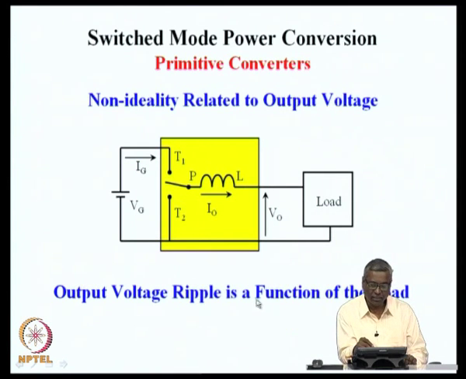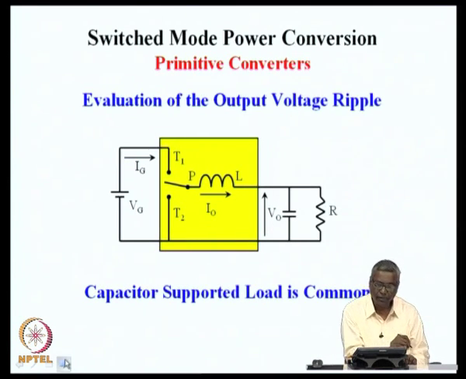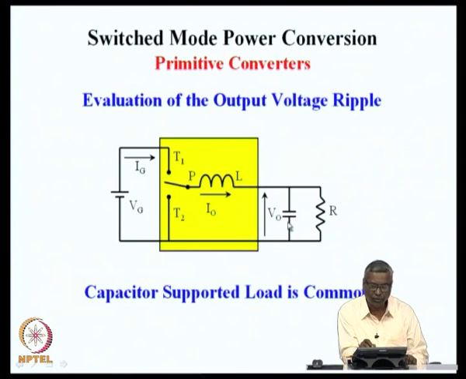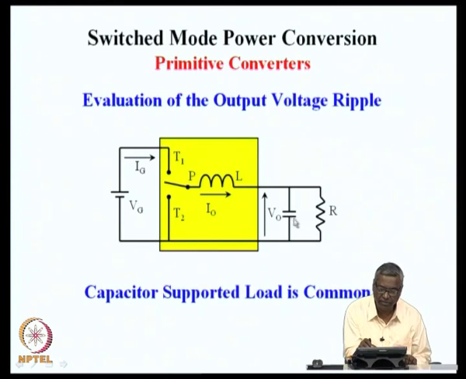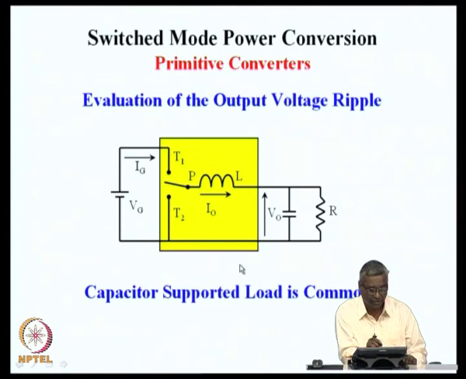Output voltage ripple is a function of the load. Typically, the load will be supported by a capacitor. What comes out of this I naught, if it is directly connected to R, then delta I naught by I naught and delta V naught by V naught will be the same. The current ripple and voltage ripple will be the same if it is a simple resistor. But in most converters, in order to reduce the overall energy storage requirement, the load will be supported by a capacitor as shown here. A capacitive support is provided to the load. So, in such a case, how do we find out what is the voltage ripple on V naught on account of the performance that is happening in the converter?